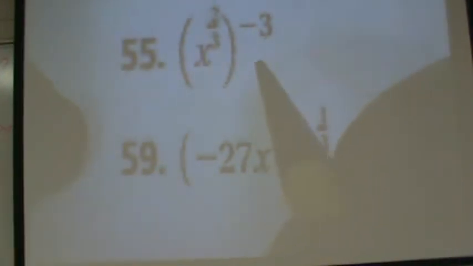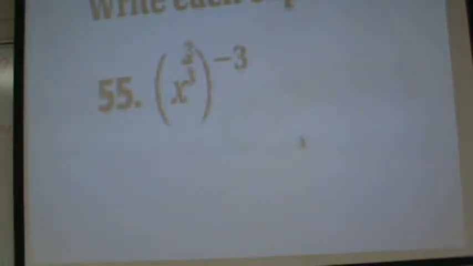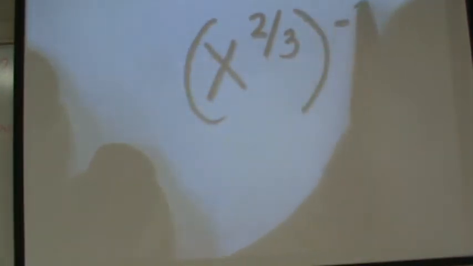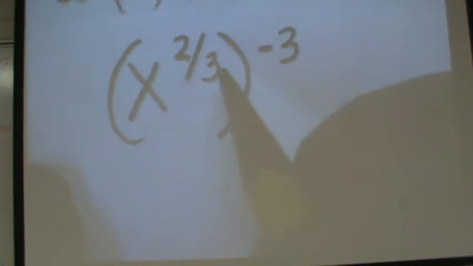55. We've got 8. This says x to the 2/3 power, and then you've got a -3 out here. This rule is power to power. You're going to multiply, these are going to cancel out. -1 times 2 is -2, so this is x to the -2 power, which is 1 over x squared. So the answer to this is 1 over x squared.